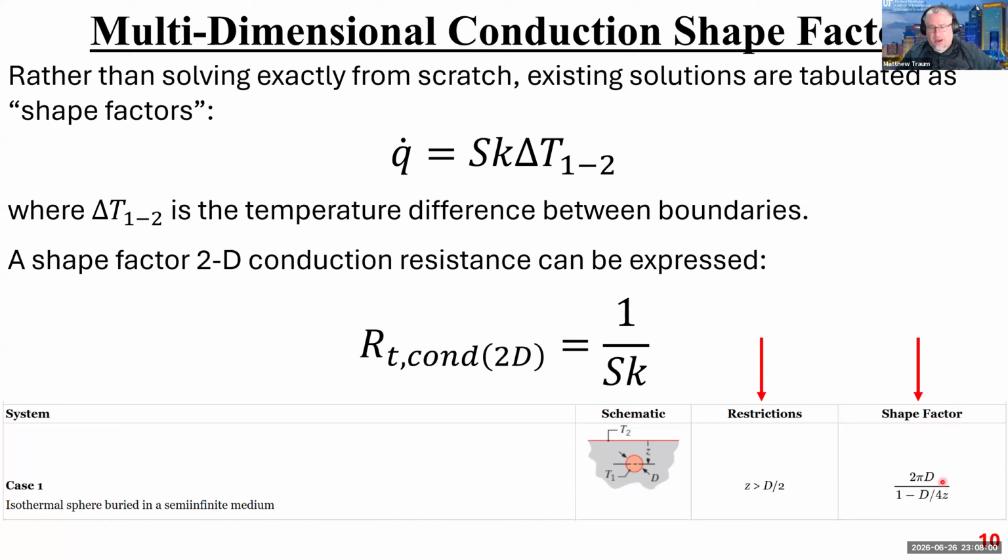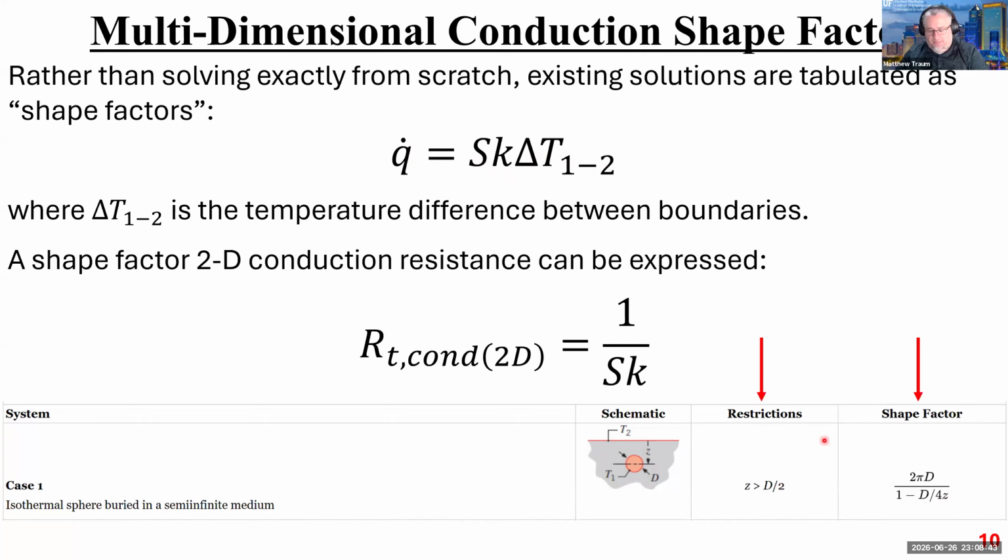What is this S thing? For this case, it happens to be 2 pi D over the quantity 1 minus D divided by 4Z, right? And so presumably you'd be given the depth that this thing is buried, Z, and its diameter, D. You would check the restrictions to make sure that you can use this shape factor in that situation. And then you'd plug in the given D and the given Z. Presumably, you know the temperature of this buried sphere and the temperature of the surface. And so now you could plug in a known value for S, a given thermal conductivity value, and that temperature difference, and figure out the heat transfer rate between the buried sphere and the surface. That's essentially how this works.